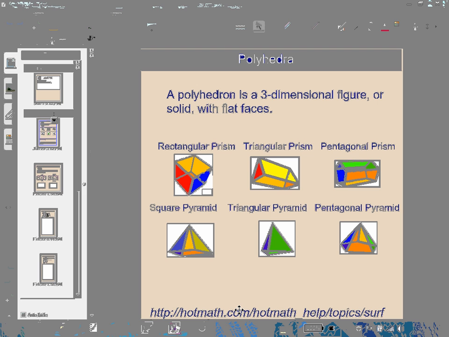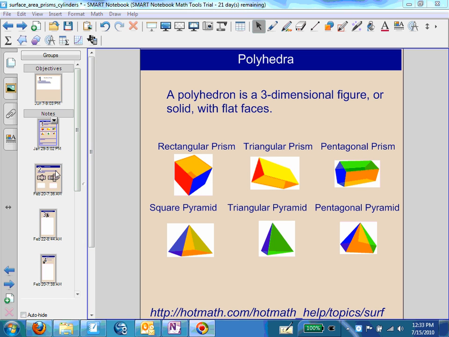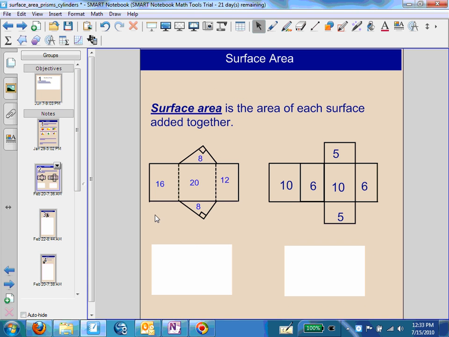So you always have one base and a vertex, and there's a particular distance between the vertex and the base for pyramids. When we talk about surface area, what we're talking about is the area of every single side of a figure added together. So it's really just a bunch of areas added together. In this case, this is a triangular prism.